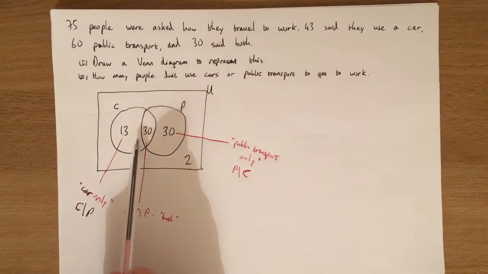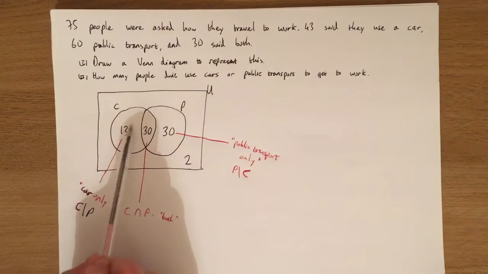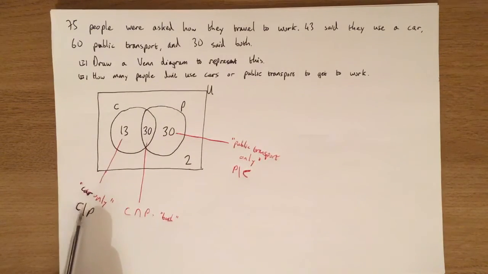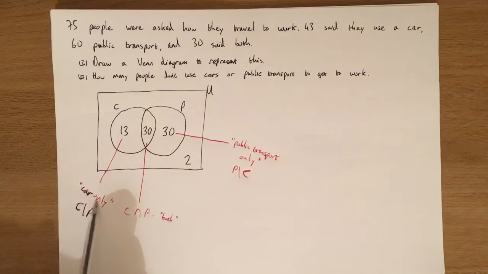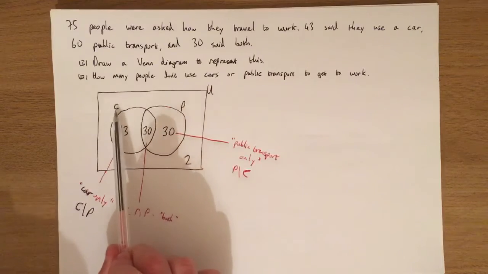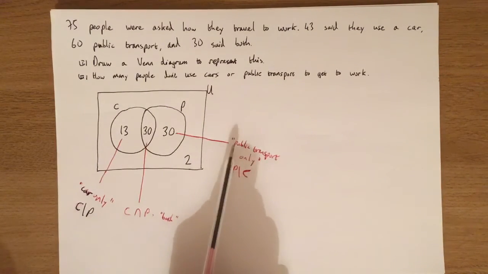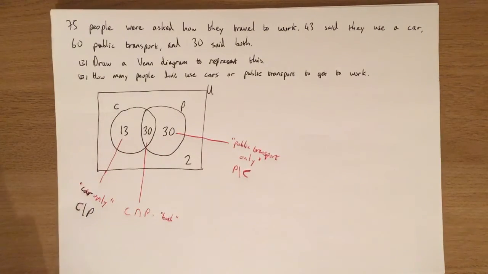Okay, so in the middle here, intersection symbol, and the key to describing them is both car and public transport. Over here, they're in C, but they're not in P, so C, not P. I would describe them as people who travel by car only, only being a keyword there. The 30 here, people in P, but not in C, so P, not C, and public transport only being a keyword to describe them.